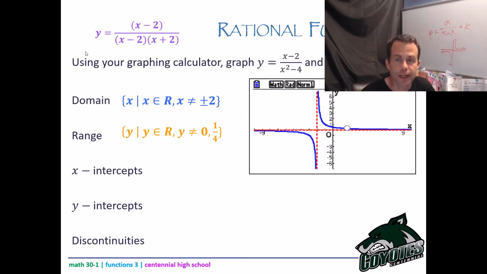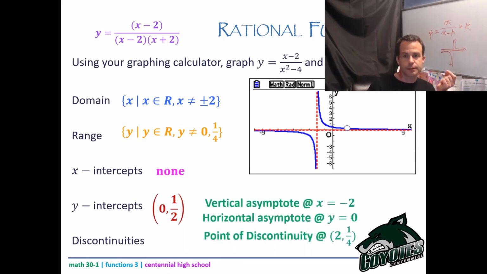For x-intercepts, there is no, listen carefully because I want to bring this back to that whole factored form. There is no factor on the top by itself. That's why there are no x-intercepts. For the y-intercept, I could just plug in 0 for x and I get out 1/2, so that's 0 comma 1/2. And then discontinuities, 3 statements. You have a horizontal asymptote at y equals 0, a vertical asymptote at x equals -2, and a point of discontinuity at 2 comma 1/4.